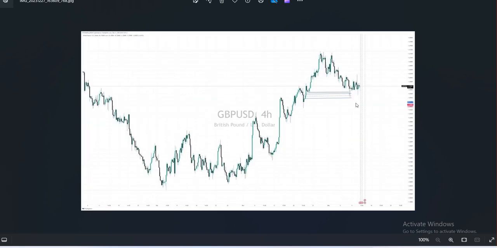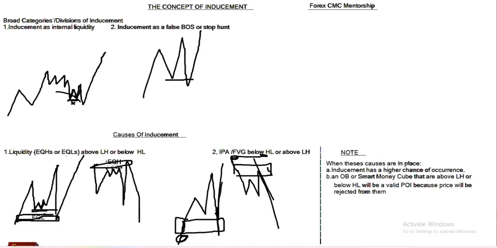So guys, in my next video I'll be going to my chart to show you how this plays out on the chart. I hope this was insightful, guys. Please watch this video again and again. This concept is powerful.